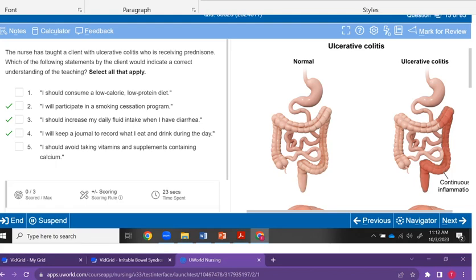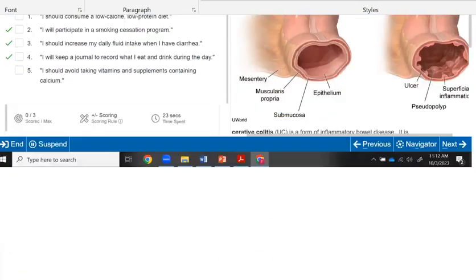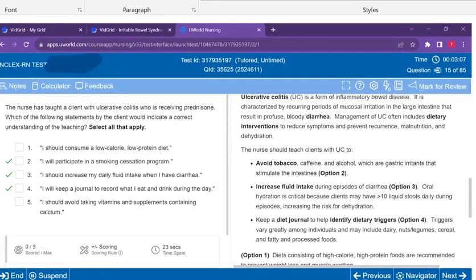I should consume a low-calorie, low-protein diet. No, remember, we said they need a high-calorie, high-protein diet. I will participate in a smoking cessation program. Yes, smoking can affect this. I should increase my daily fluid intake when I have diarrhea. Of course, we don't want to lose any more fluids. I will keep a journal to record what I eat and drink during the day. Yes. I should avoid taking vitamins and supplements containing calcium. I don't see any reason why. Let's go down here and let's see if we can find this.